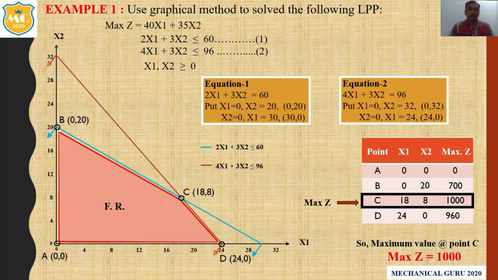Now we solve by the iso-profit line. The objective function is maximize z is equal to 40x1 plus 35x2. Okay. So first we put the values x1, x2 equal to 0. So x1, x2 being 0 means z is equal to 0. So the first coordinate, the first point, is where z is equal to 0.